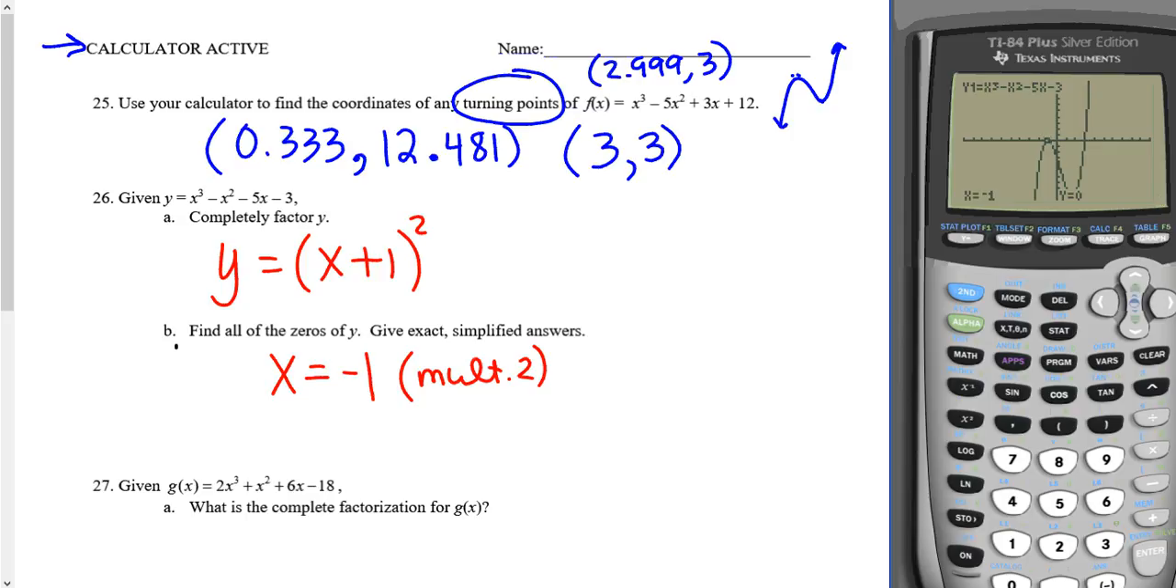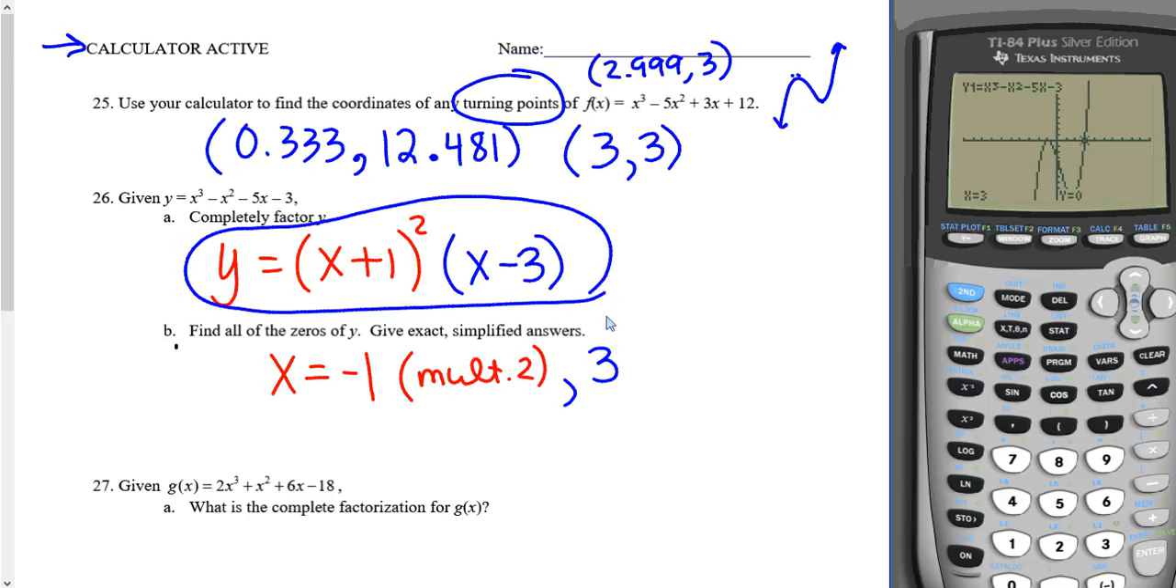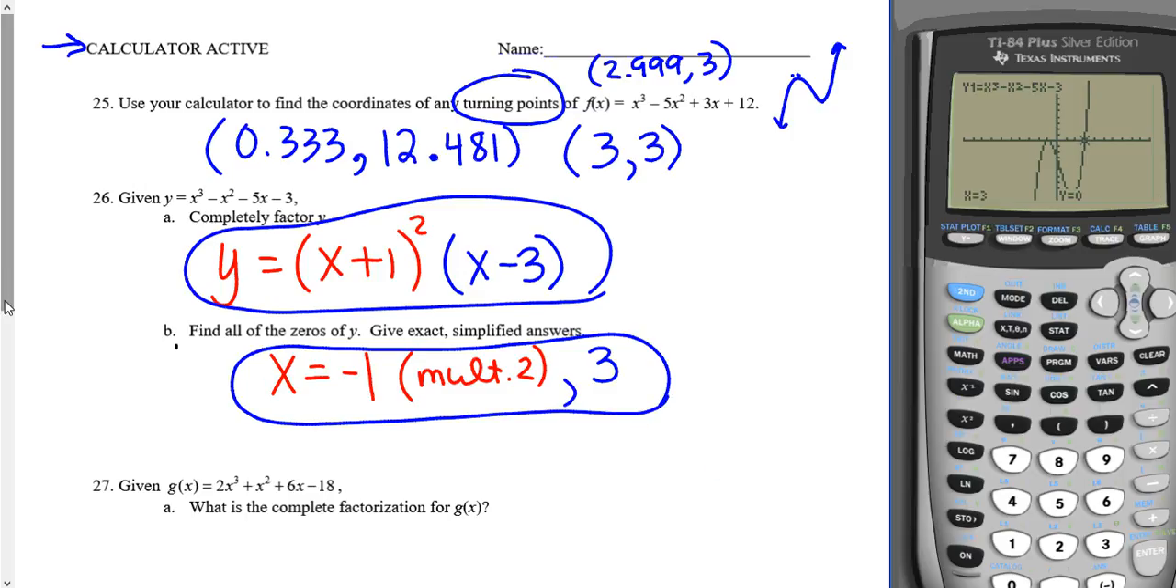It looks like it's at 3. I'm going to type 3 and it goes over, and 3, 0 is a nice, neat 0. So if x equals 3 is a 0, then x minus 3 is a factor. And I've just used my calculator to both factor and find the zeros for very little work right there. Okay, work efficiently, and that's the fastest way to do this one.